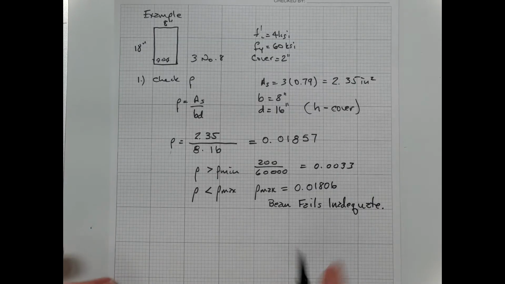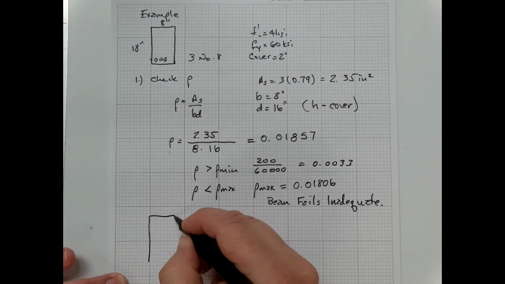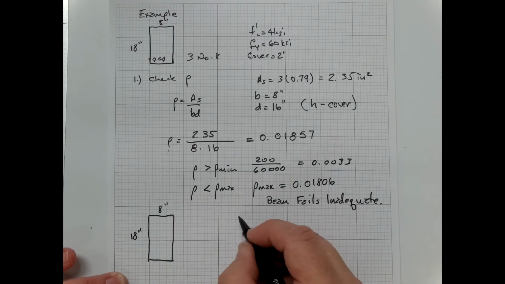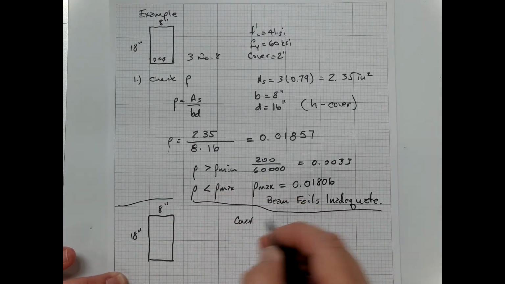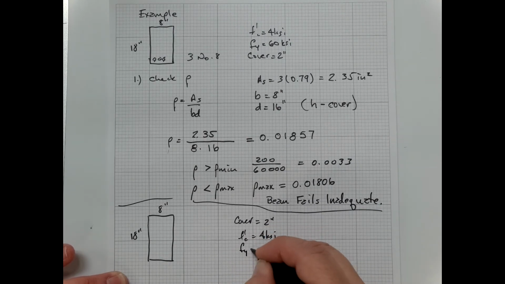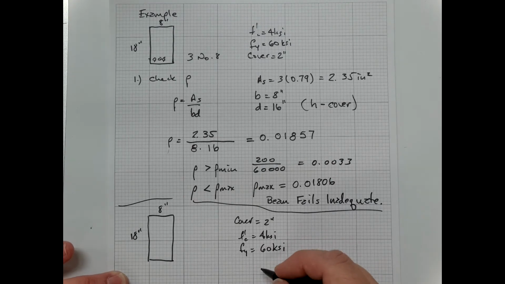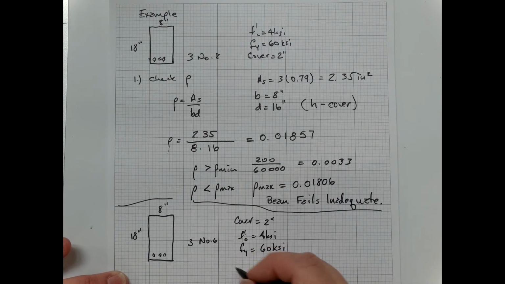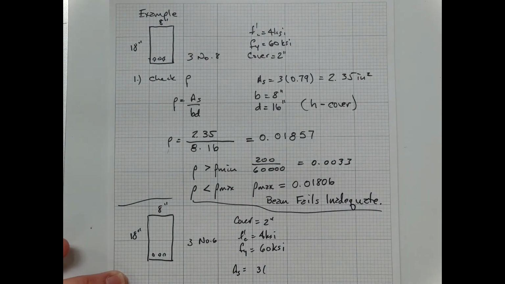Let's take a look at a different beam. In this particular case, let's have a beam still 8 inches by 18 inches. Cover is 2 inches. f'c is 4 kips per square inch. f_y is 60 kips per square inch. This time we'll go with 3 number 6s. Collect our terms. A_s is equal to 3 times the cross-sectional area of a number 6 bar, which is 0.44, which is equal to 1.32 square inches.